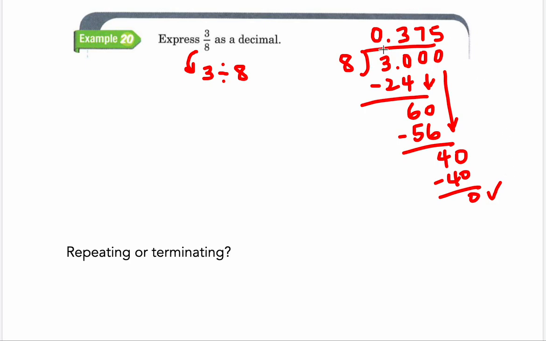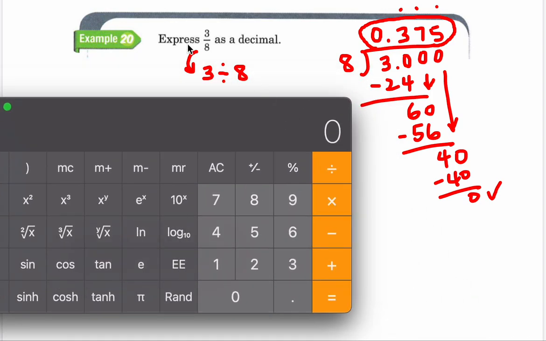So the answer as a decimal is 0.375, or 375 thousandths, because it's tenths, hundredths, thousandths. So 375 thousandths. Okay, if I needed to use my calculator, again, I would take the first number, the numerator, divided by my second number, the denominator. And I would also get 0.375 or 375 thousandths.